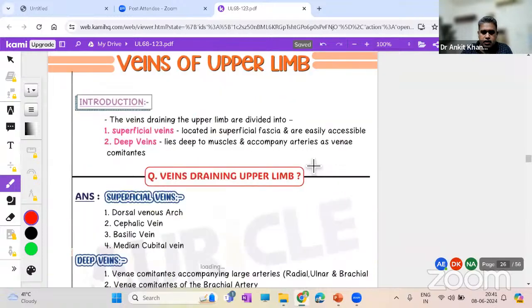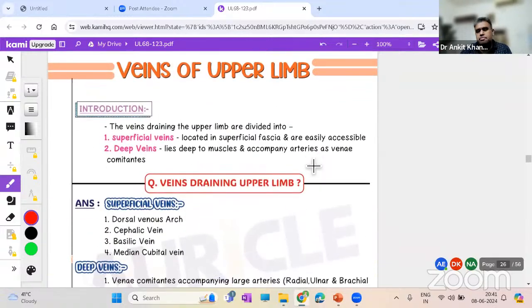Now let's see the veins draining the upper limb. If the question comes from the veins, you do remember that you have superficial and deep veins. Superficial veins obviously are close to the skin. The deep veins are surrounding the muscles. That's the basic difference. Superficial veins, don't forget two veins in the upper limb, which are the basilic and the cephalic veins. What comes before C? B. Before C comes B, so ABC.